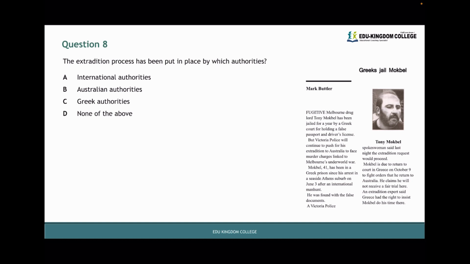So although a lot of these events have taken place in Greece, the person or the people really driving this ultimately is the Victorian police, which is the Australian authorities. This is seen in the extract in the first two columns, but particularly the last line of the first column. A Victoria police spokeswoman said last night the extradition request would proceed. So it's being driven by the Victorian police, and that's in Australia.